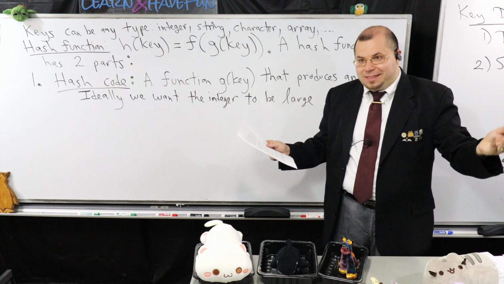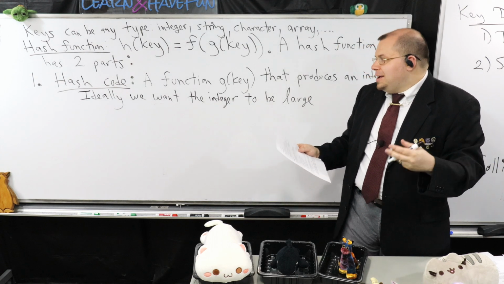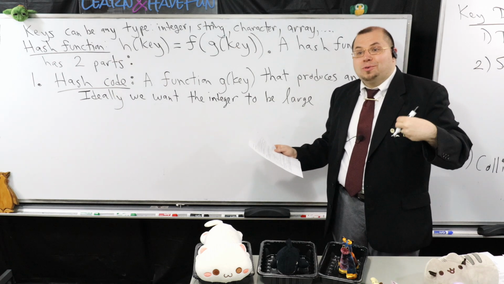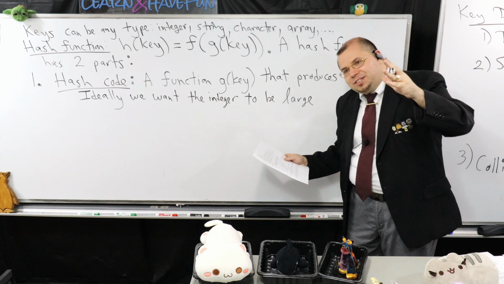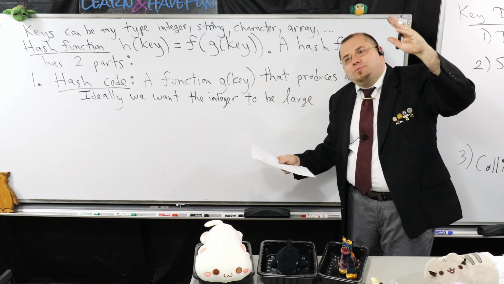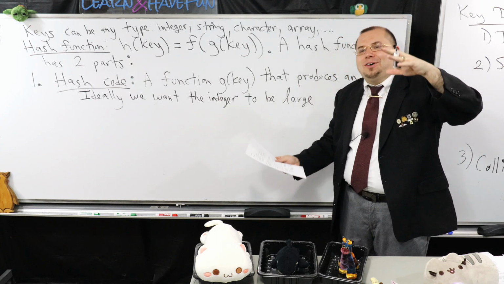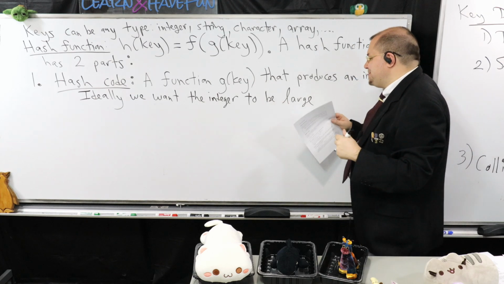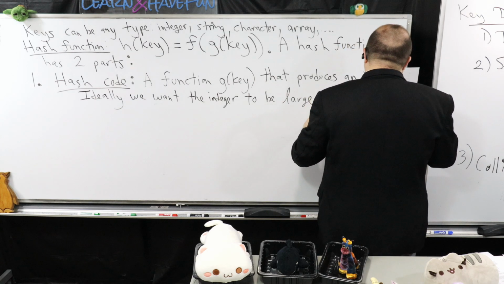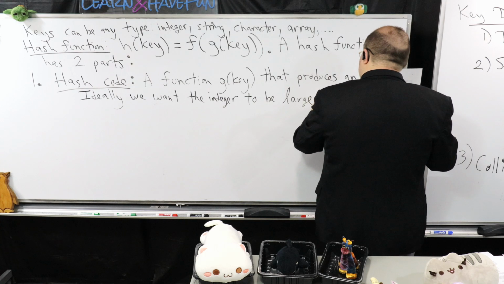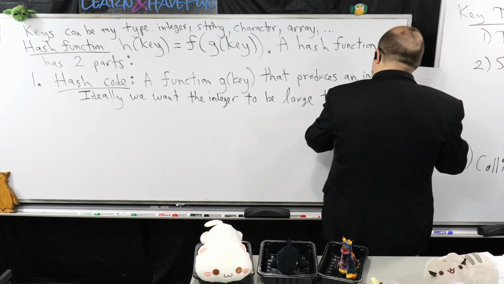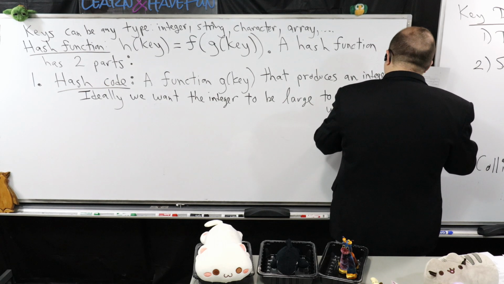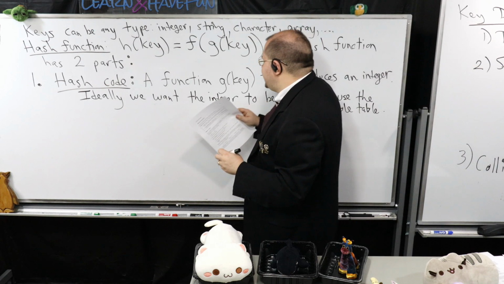You might make it 10,000 entries if you want. So we need to make sure that the number we get out of this is rather big, so that whatever position I give you, it'll try to be somewhere further down in the table as opposed to all clustered up near the top. To be large, to use the whole table. So that's what the hash code is. It's just this function G.